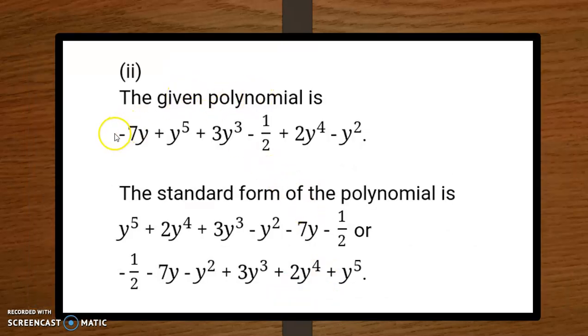Second, the given polynomial is minus 7y plus y raised to 5 plus 3y cube minus 1 upon 2 plus 2y raised to 4 minus y square. So the standard form of the polynomial. Now if you see, which is the highest index here? 5. So this term will come first: y raised to 5 plus 2y raised to 4 plus 3y cube minus y square minus 7y minus 1 upon 2, or you can write it as minus 1 upon 2 minus 7y minus y square plus 3y cube plus 2y raised to 4 plus y raised to 5.